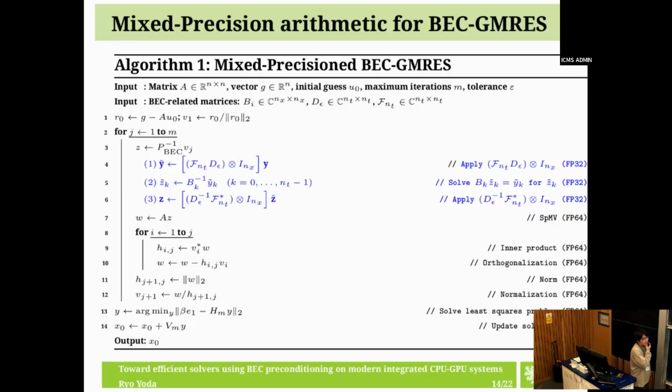Of course, many iterative methods use iterative refinement approaches to recover the convergence properties. But the BEC preconditioning steps provide very good convergence properties. So currently, it is not necessary to use iterative refinement approaches for our problem. Let me explain the numerical experiment section.